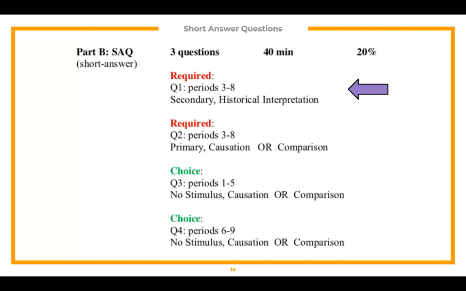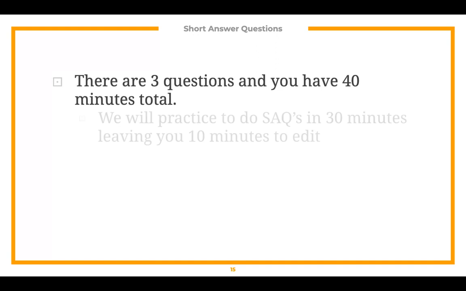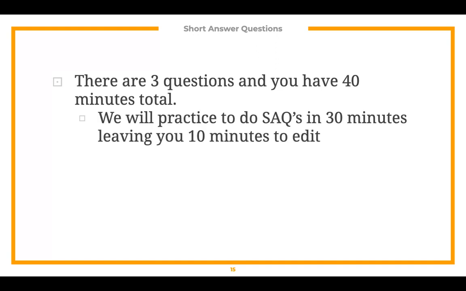Remember, one's going to be comparing and analyzing secondary sources, another one doing the same for primary sources, and then you get to choose, based off time period, no stimulus, another short answer question. All right. 3 total. Okay, you have 40 minutes set aside for it. We're going to practice so that we can get that down to 30 minutes, leaving you 10 minutes to edit.